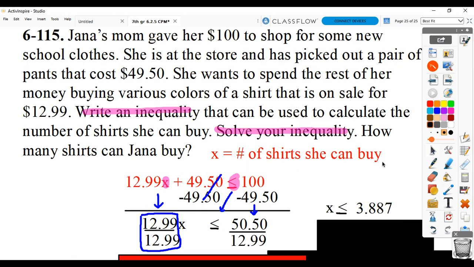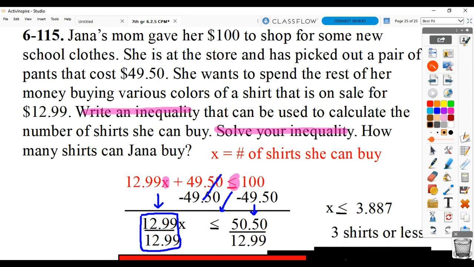Well, X is representing shirts, so you can't buy partial shirts. So X is basically going to have to be 3 shirts or less.